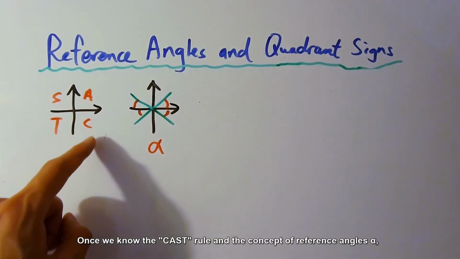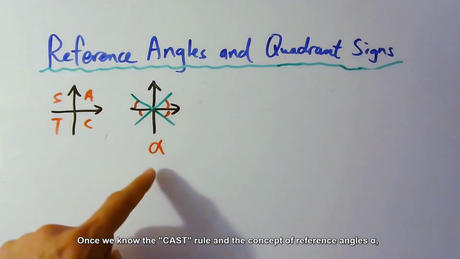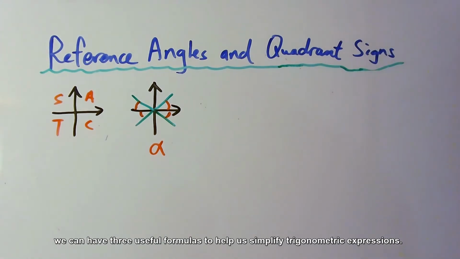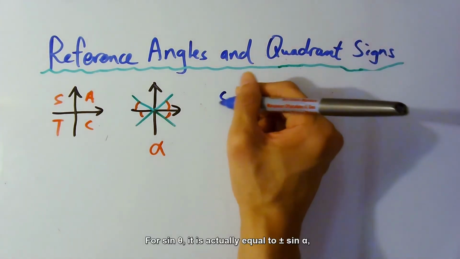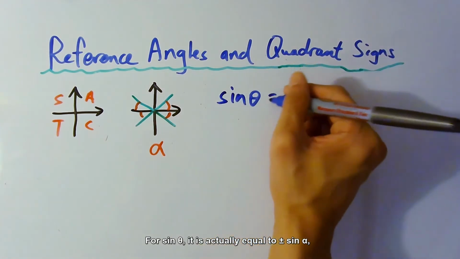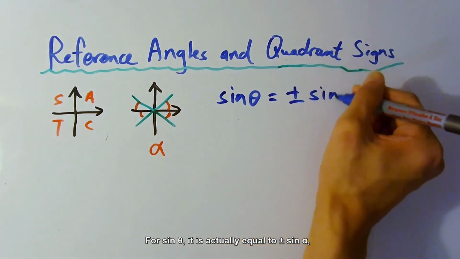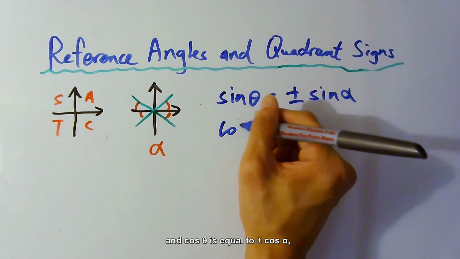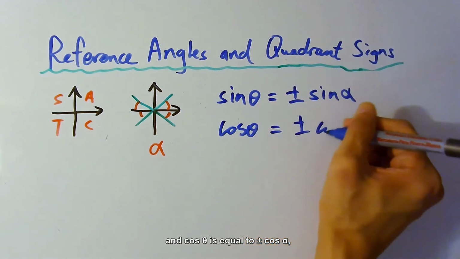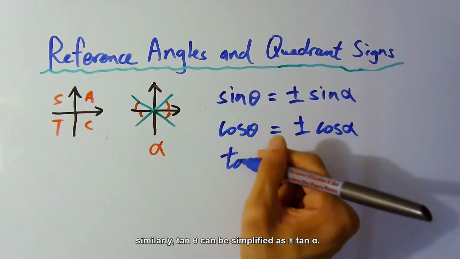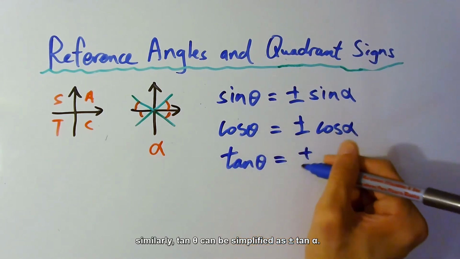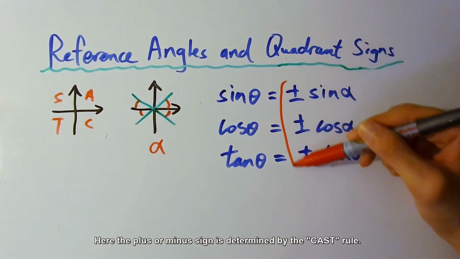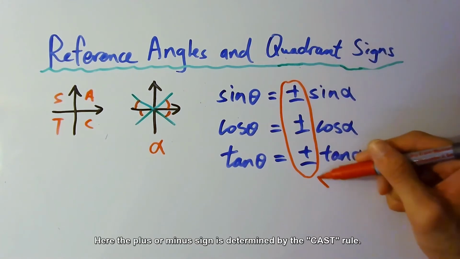Once we know the CAST rule, C-A-S-T, and the concept of reference angles, alpha, we can have three useful formulas to help us simplify trigonometric expressions. For sine theta, it is actually equal to plus or minus sine alpha, where alpha is the corresponding reference angle for theta, and cosine theta is equal to plus or minus cosine alpha. Similarly, tangent theta can be simplified as plus or minus tangent alpha. Here, the plus or minus sign is determined by the CAST rule.